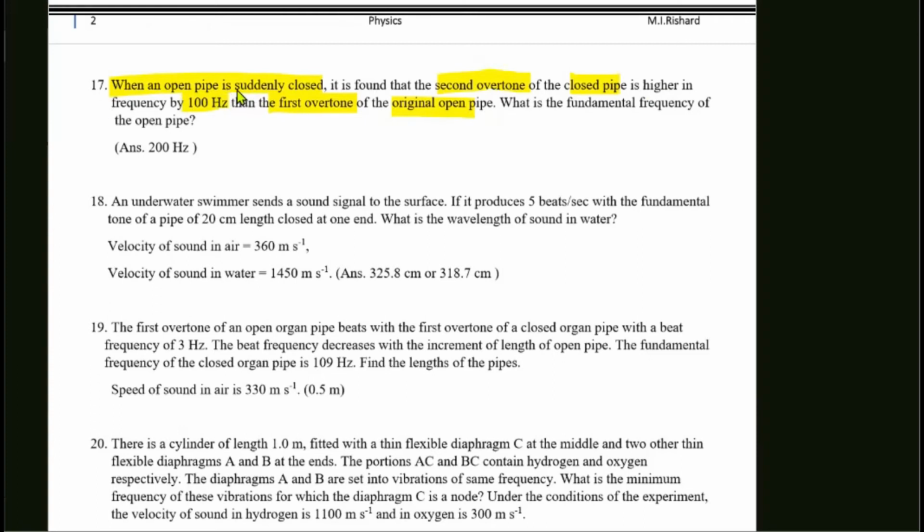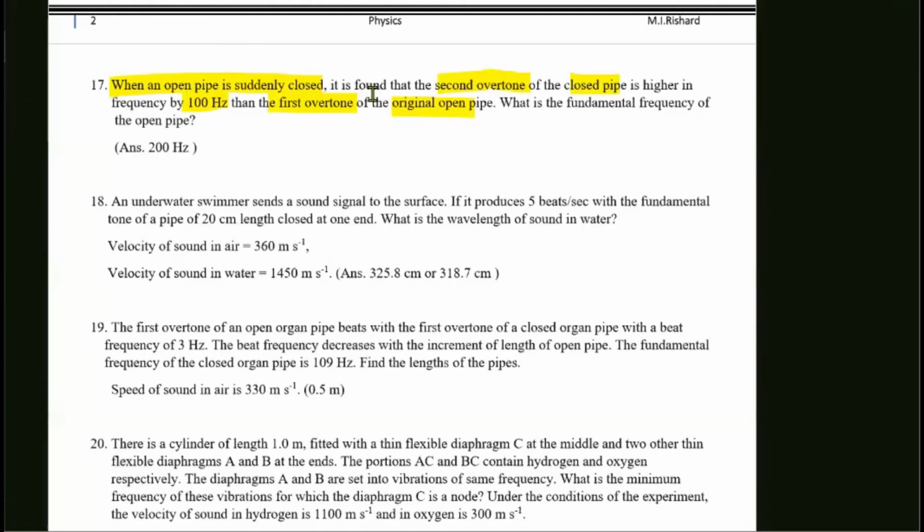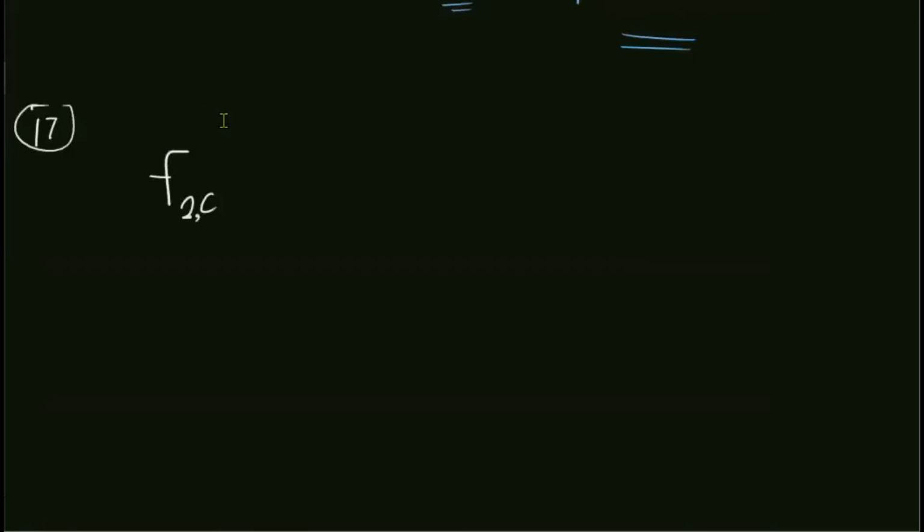So what they're saying is when an open pipe is suddenly closed, it is found that the second overtone of the closed pipe, I will write F2, second overtone of the closed pipe, is 100 hertz higher than the first overtone of the original open pipe. So this is the relationship, right?